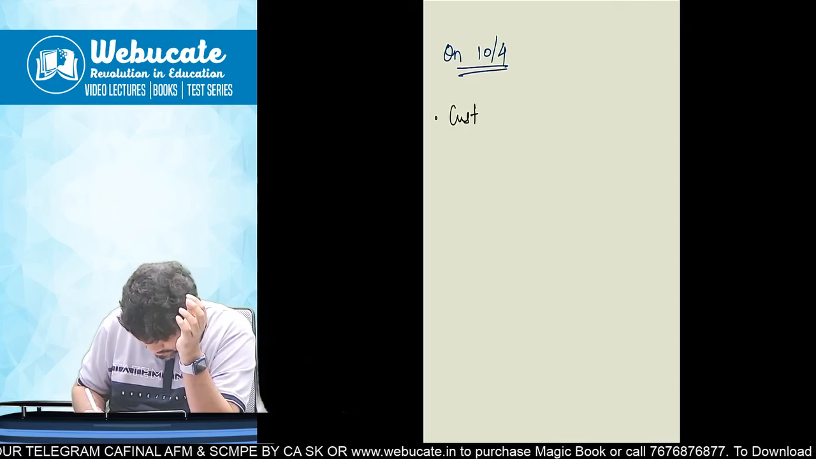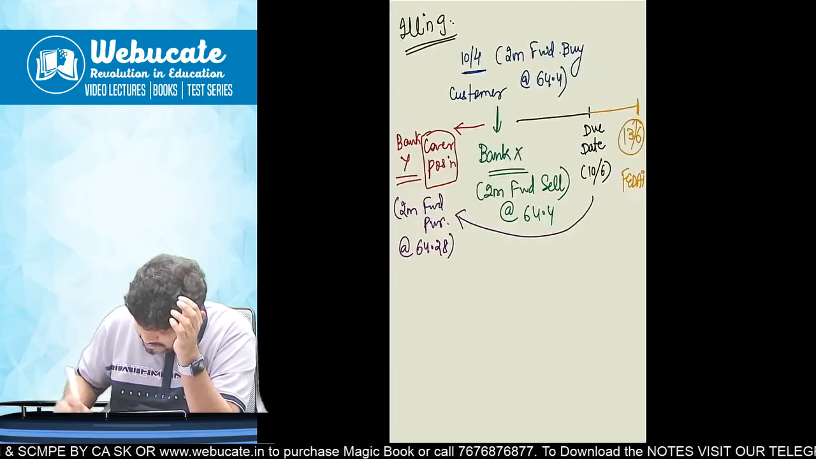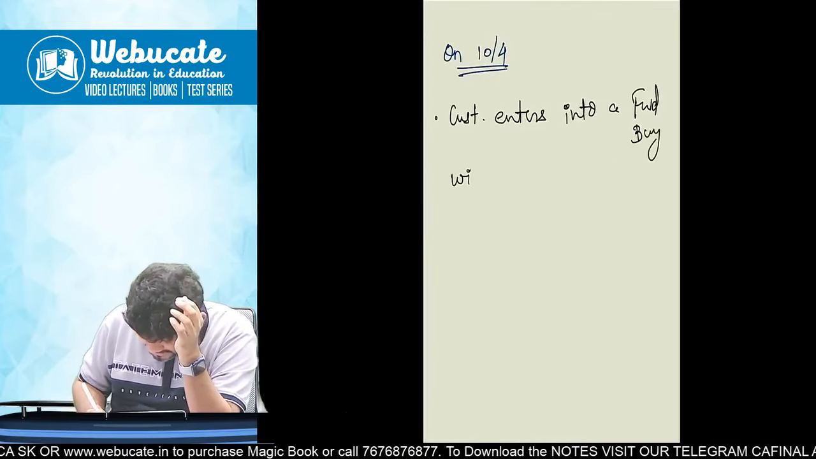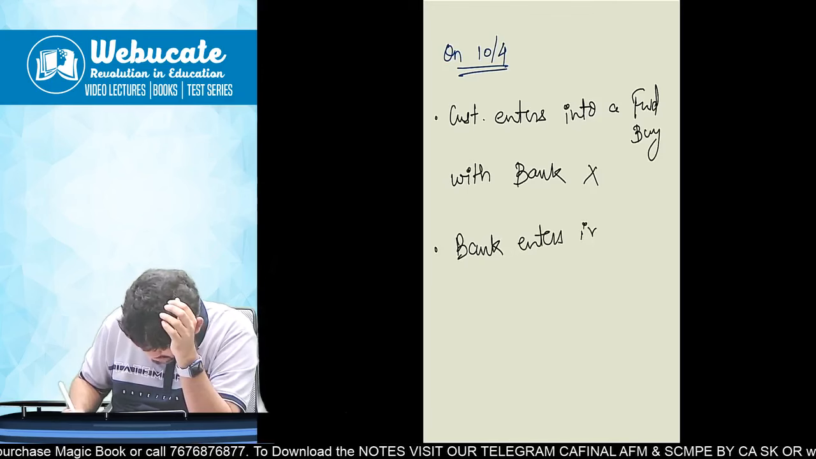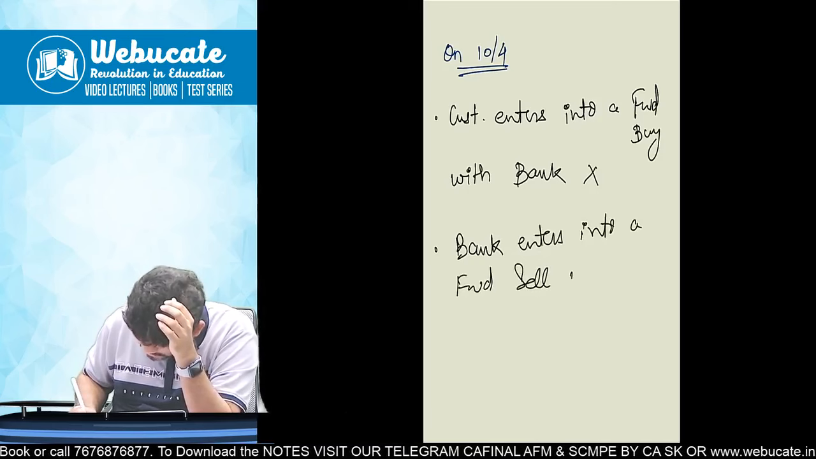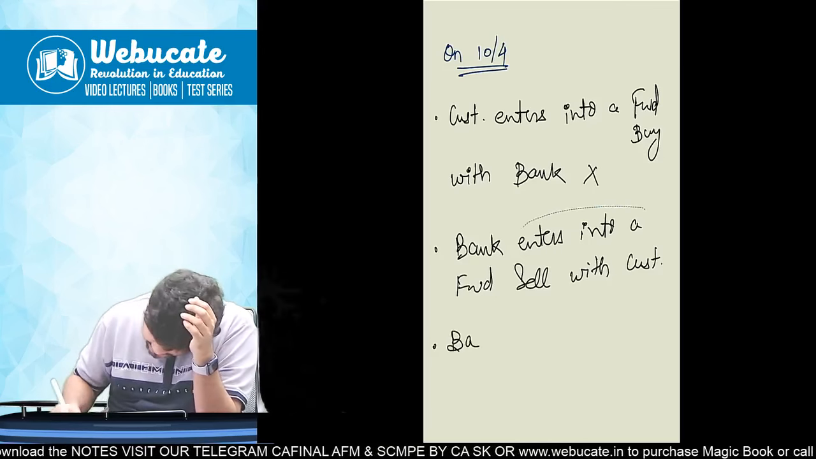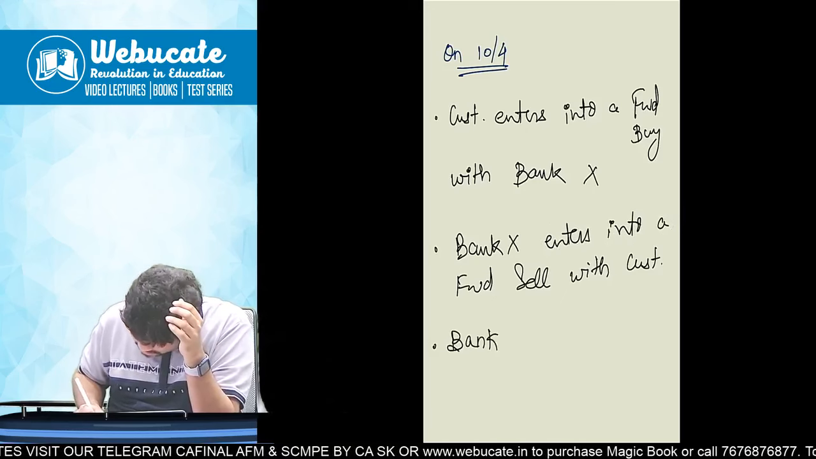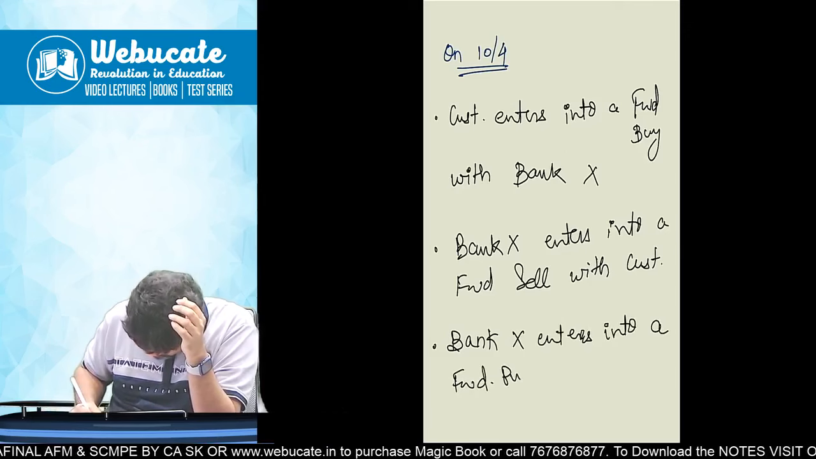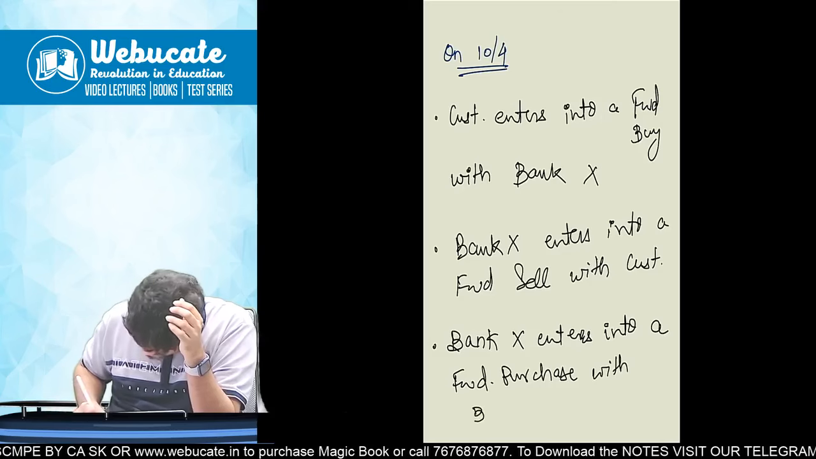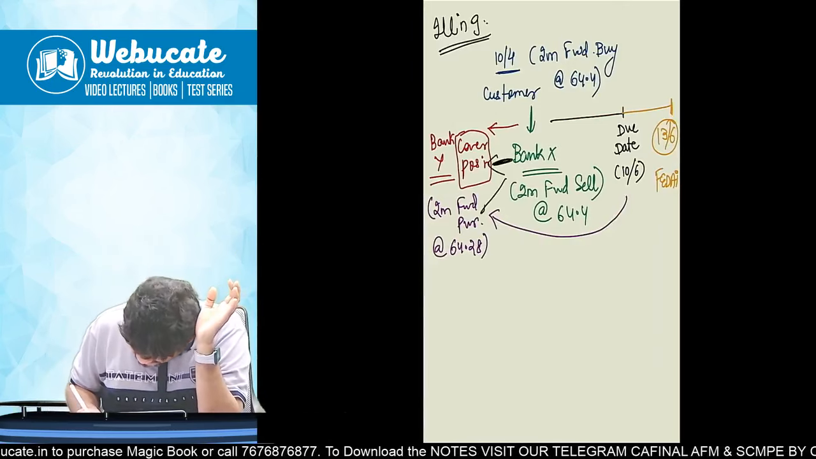Customer enters into a forward buy with bank X. What about bank X? Bank X enters into a forward sell with customer and also bank X enters into a forward purchase with bank Y. So bank Y will now sell to bank X. So this is bank X forward purchase with bank Y.